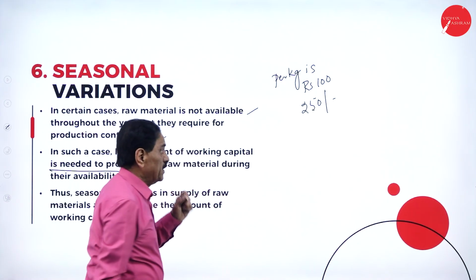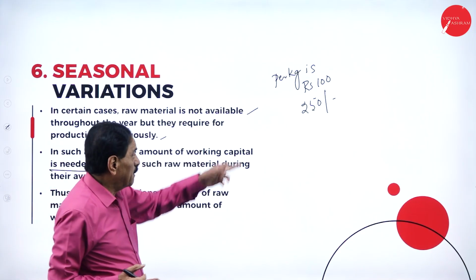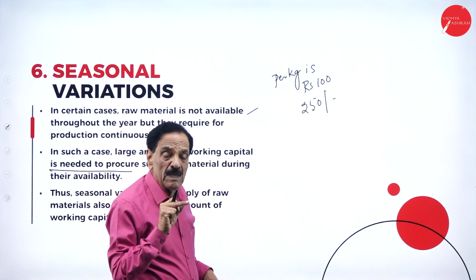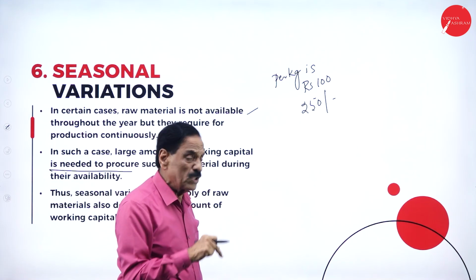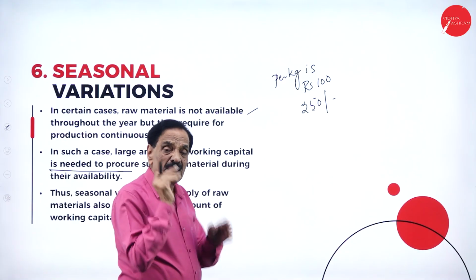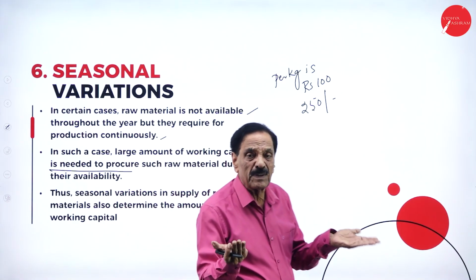If you want to purchase a raw material, how much money do you have to pay now? 250 per kg. But previously it was only 100 rupees. Because there is a shortage of raw material, we are not in a position to procure it. Then you have to pay more. 100 becomes 250. Cash is a part of working capital.